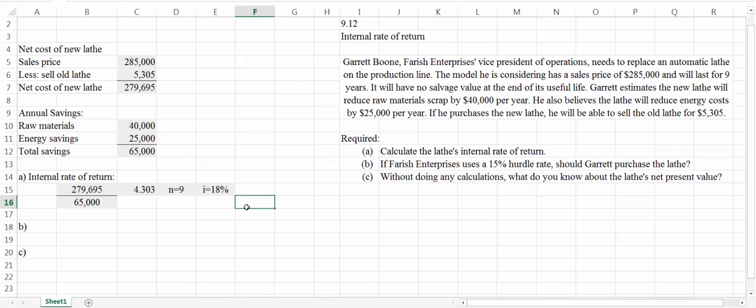Okay, so that is the answer. That's our internal rate of return. All right, so let's make that red so we know that that's our final answer. The internal rate of return is 18%.